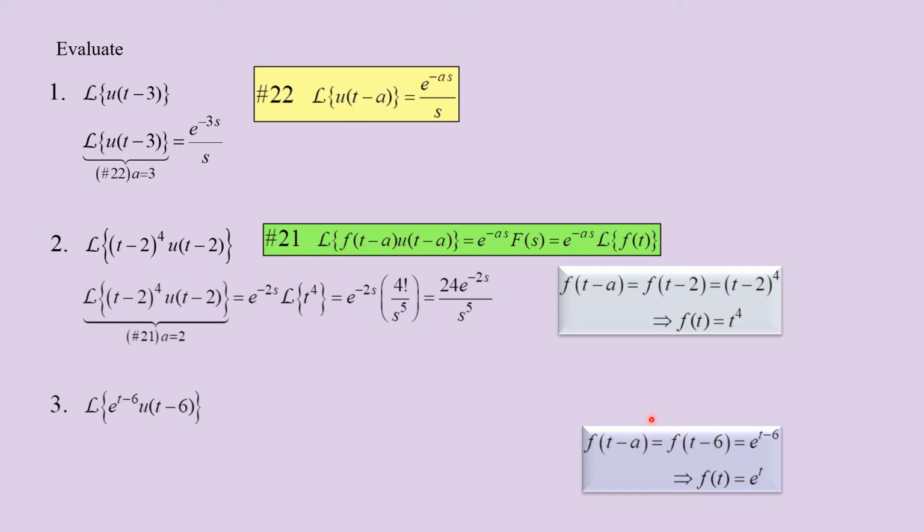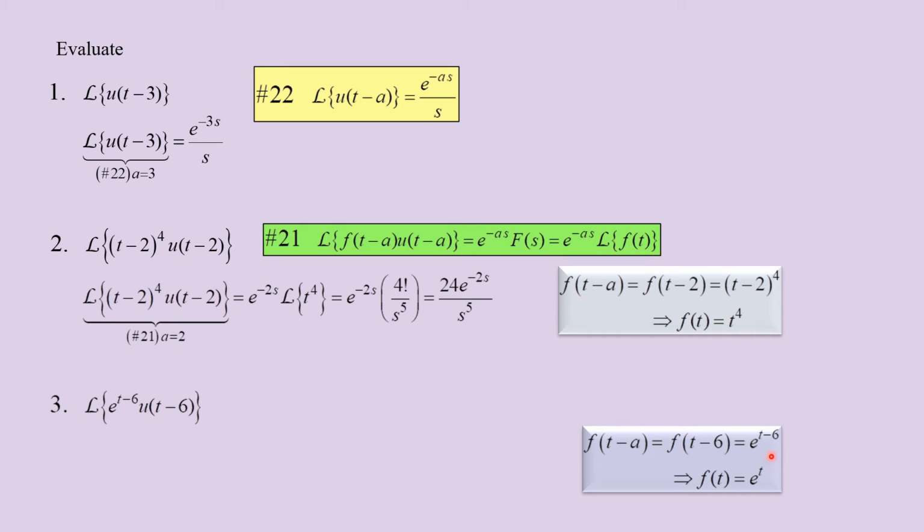Now in formula 21, we are required to determine f of t. So what is f of t based on this given function? If f of t minus 6 is e to the power of t minus 6, certainly f of t must be e to the power of t. This e to the power of t minus 6 is actually the function f of t shifted 6 units to the right.